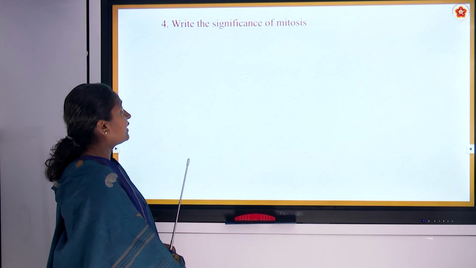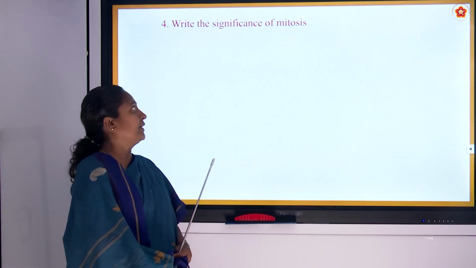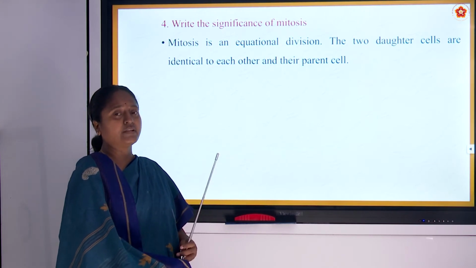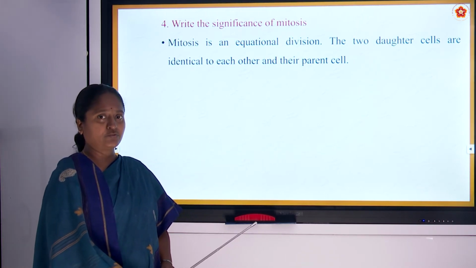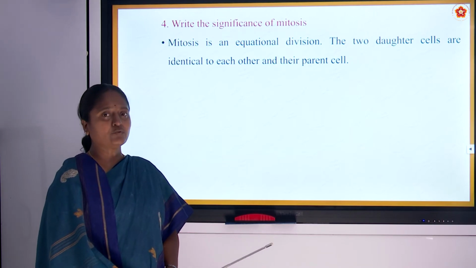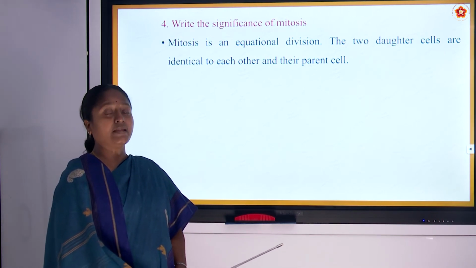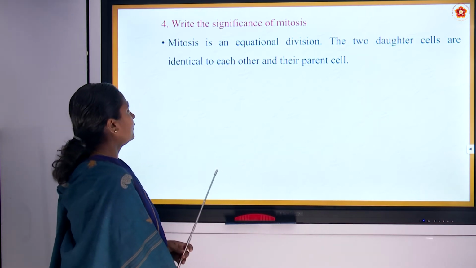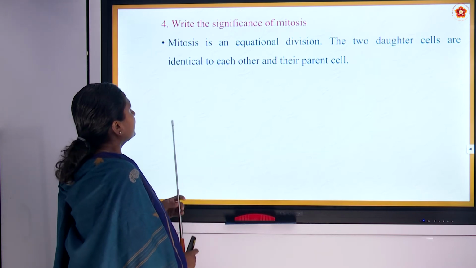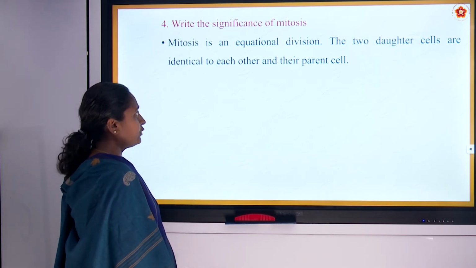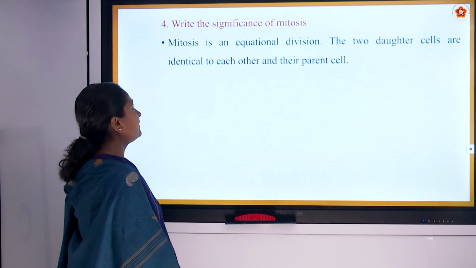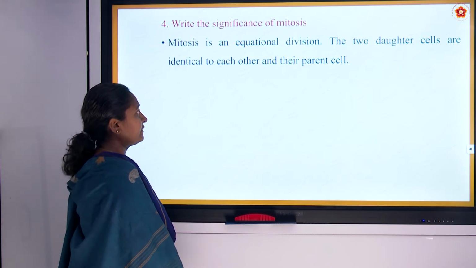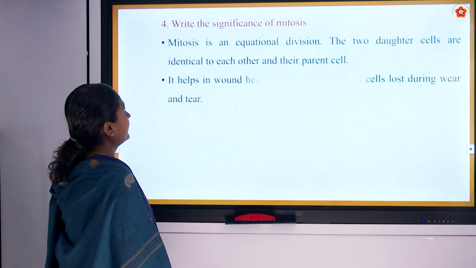The next question is, write the significance of mitosis. Here, based on the question and the marks, you have to give the answer. If it is a 5-mark question, you have to elaborate it. If it is a 2-mark question, you can mention any 2 important points. You should not write randomly, mention it correctly. So, the answer is, mitosis is an equational division. The 2 daughter cells are identical to each other and to the parent cell. That is the first significance.